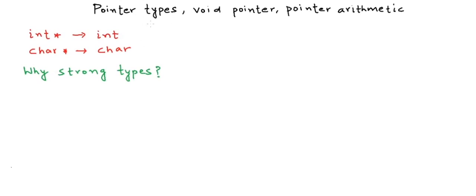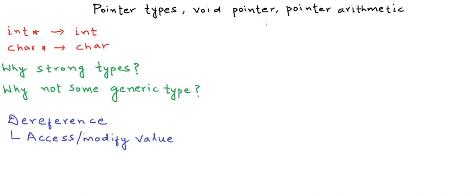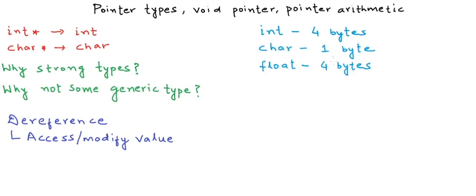So why couldn't we have just one type that will be some generic type to store the address of all kinds of variables? And the answer is that we do not use the pointer variables only to store memory addresses, but we also use them to dereference these addresses so that we can access and modify the values in these addresses. Now, as we know, data types have different sizes. Like in a typical modern day compiler, an integer is stored in 4 bytes. A character variable is stored in 1 byte. A float is again stored in 4 bytes.